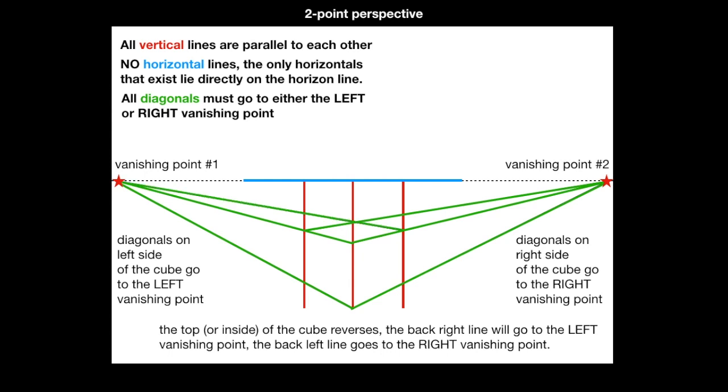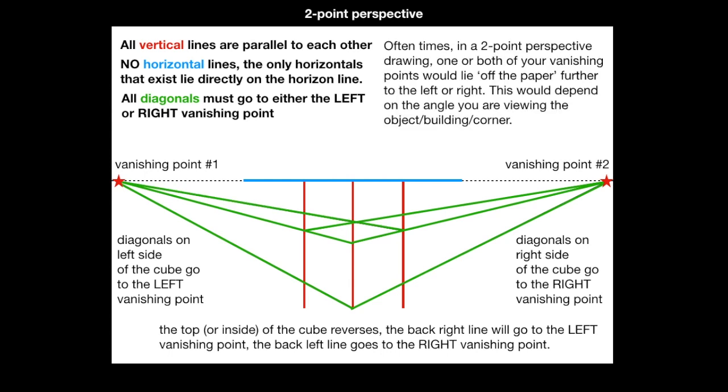And yeah, there we go. Diagonals in green. Okay? So, like I was saying, in a two-point perspective drawing, here I just forced both of the vanishing points on the paper, but oftentimes they would lie off the paper, even further to the left or right, and this would depend on the exact angle that you were looking at that object from. Okay? And I'll show some more examples here.